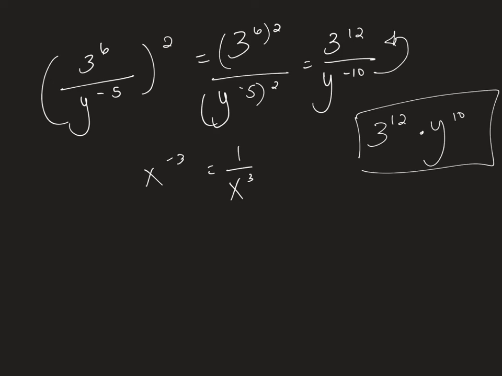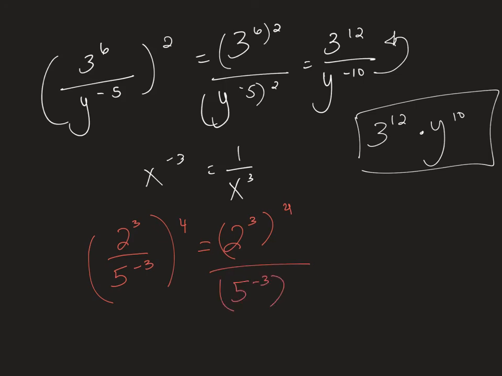So let's say that I had 2 to the third power over 5 to the negative third power, and I'm raising all that to the fourth power. So I would rewrite that as 2 to the third, and I'm raising that 4 times, over 5 to the negative 3, and I'm raising that 4 times. So 3 times 4 is going to give us 12. So we would have 2 to the 12th power. And negative 3 times 4 is also going to give us negative 12. So we'd have 5 to the negative 12th.